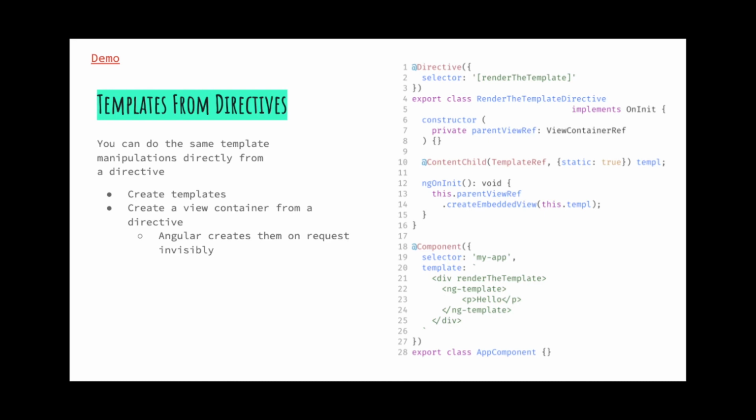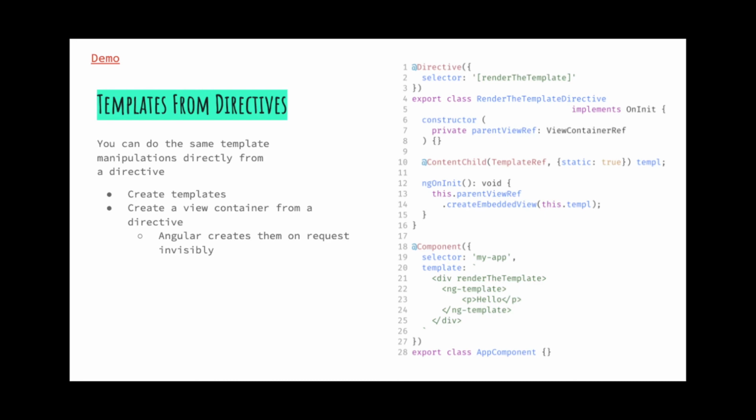In this case, we have an ng template. We have the directive render the template, which is marked by the selector on line 2. We're gaining access to the content child, which is kind of like view child, but for elements that are nested inside of the selector. We're getting the template reference here. We are then getting the view container ref from the dependency injection and creating that view and injecting it directly into our code.